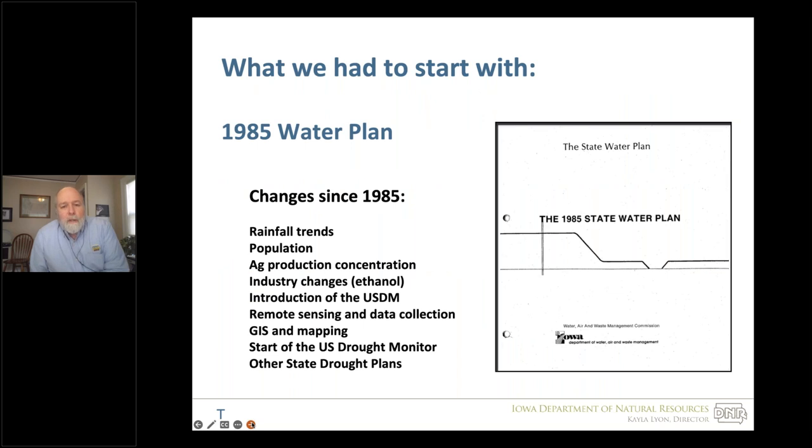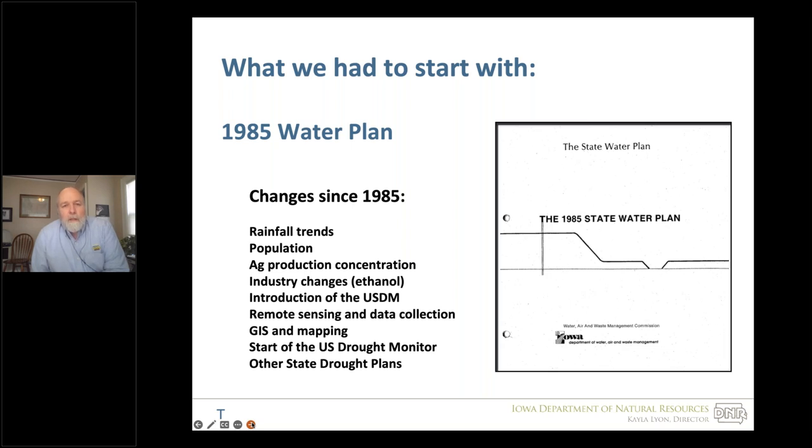What we had in Iowa to begin with was the 1985 water plan. And if you notice the highly sophisticated graphics on the cover of this plan, it gives you a clue as to how old this document was. And it references state agencies that don't even exist anymore. So it was pretty much outdated. There have been a lot of changes since 1985.